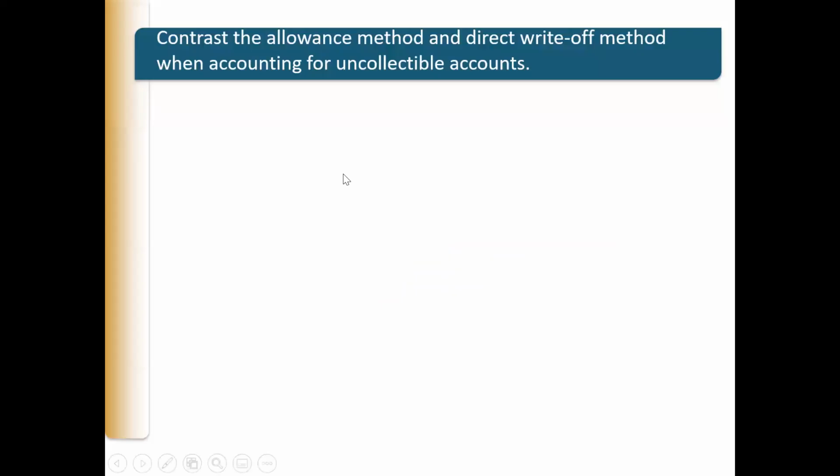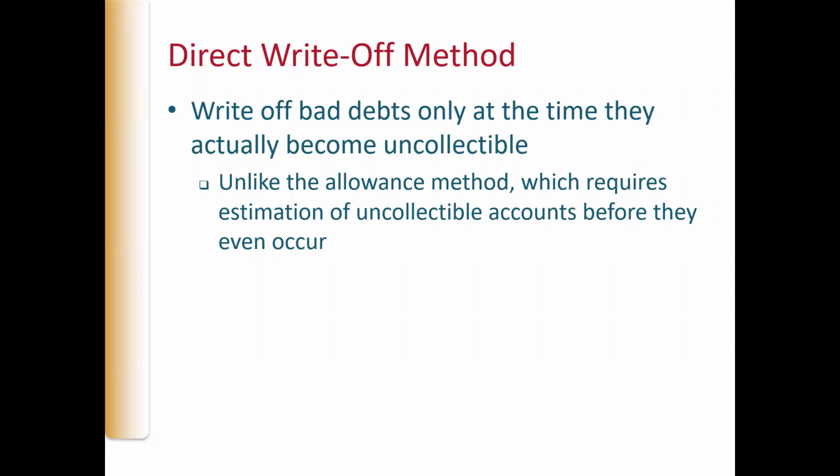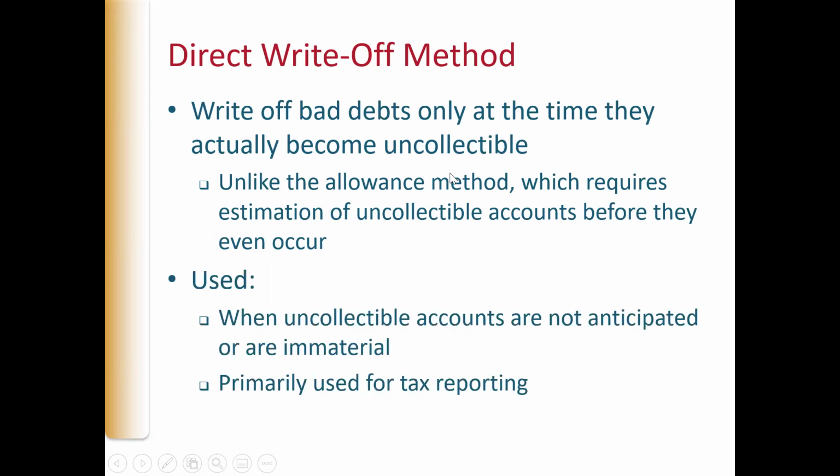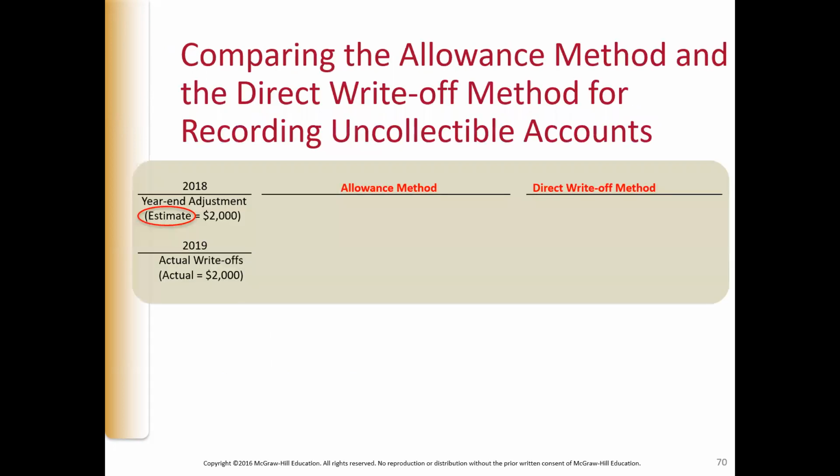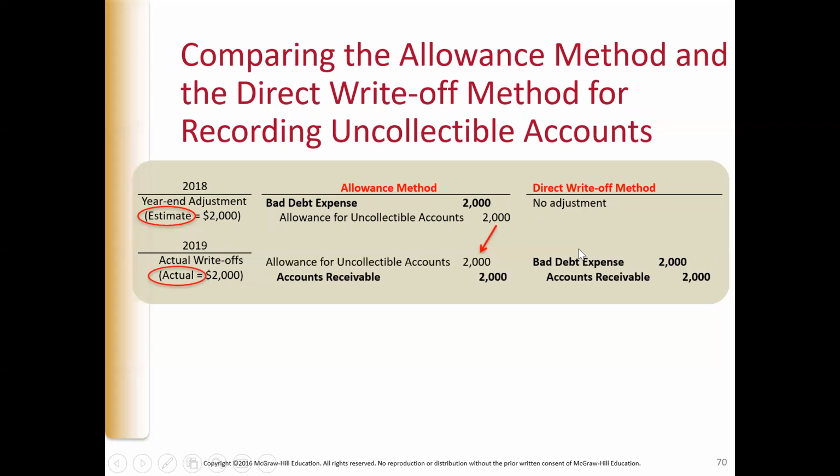Now, contrast the allowance method and the direct write-off method when we account for uncollectibles. The direct write-off method really isn't GAAP, used unless your uncollectibles are nil to none. When we do the direct write-off method, we only write off the bad debts when they're actually uncollectible. We don't use an estimate like we've been doing. We primarily just write off the bad debt when it occurs. Why this isn't good is because we're writing them off in another year, not in the year in which it actually occurred. Okay?